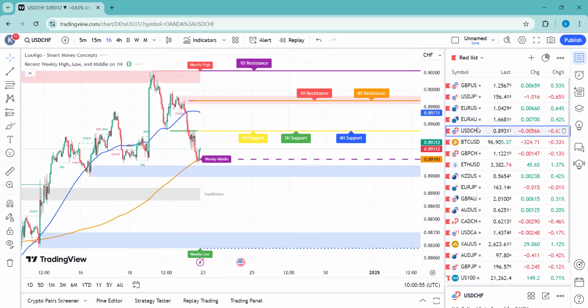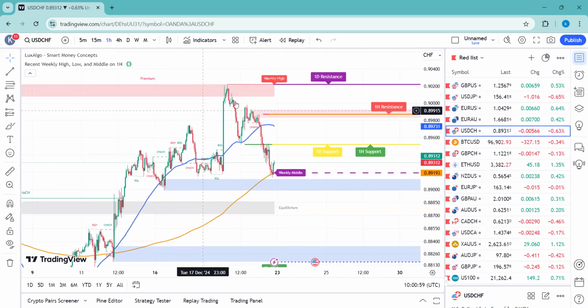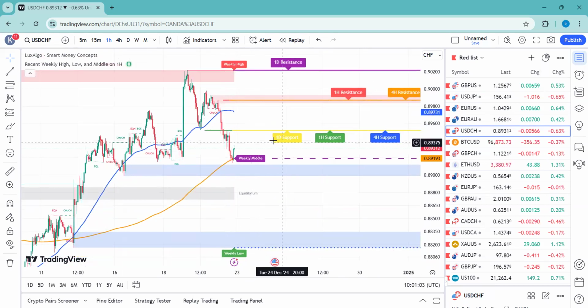So let's go over to the USD/CHF. You can see that price created a premium with a weekly high and daily resistance. So price is going to test the daily support. Now, whether price created the daily resistance or the 1 hour resistance or 4 hour resistance, price must test the 1 hour support, the 4 hour support, or the daily support zones. And maybe if you don't want to, you can put your exit at the weekly middle.